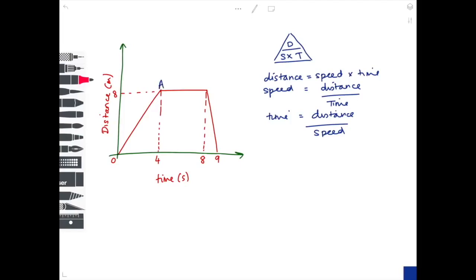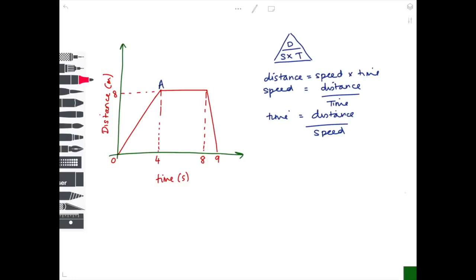So to work out the speed, I know that I need to do distance divided by time. I can read that straight off the graph, so I can see that the distance travelled is 8. The time was 4 seconds, so simple calculation. The speed is therefore 2 meters per second, meters per second due to the units we can see on the axes, which was that distance was given in meters and time was given in seconds.